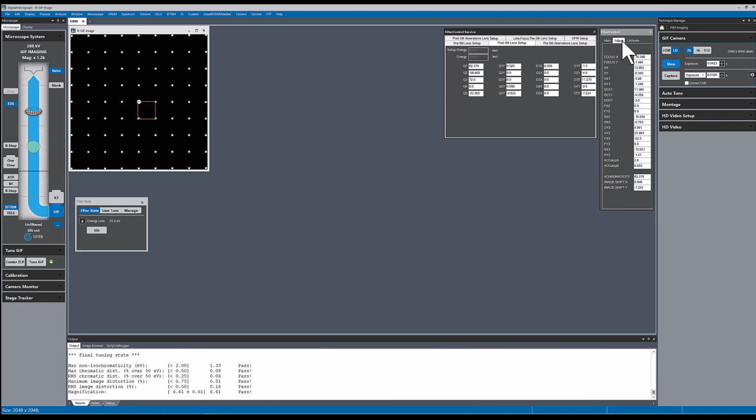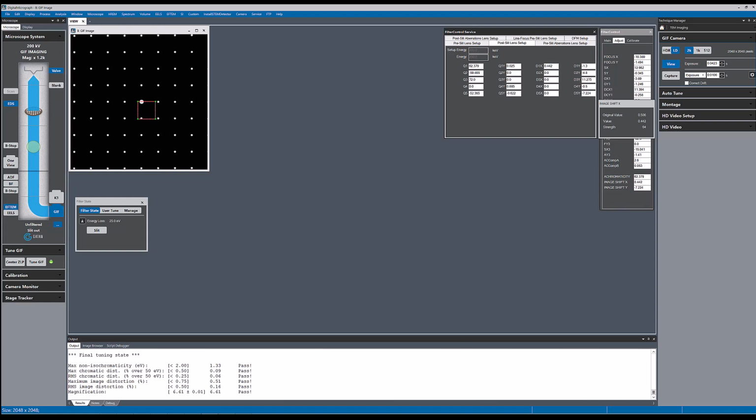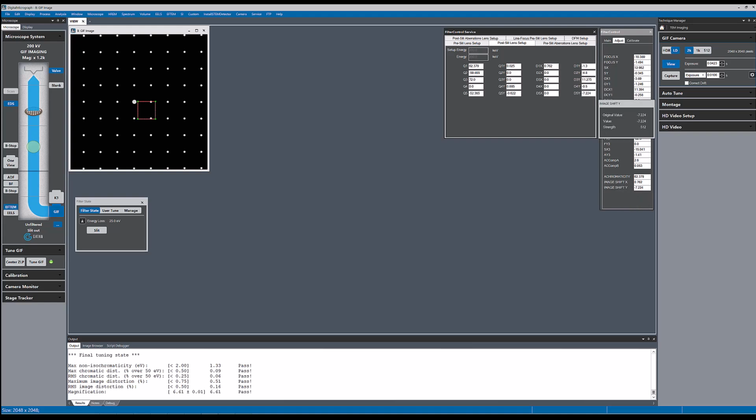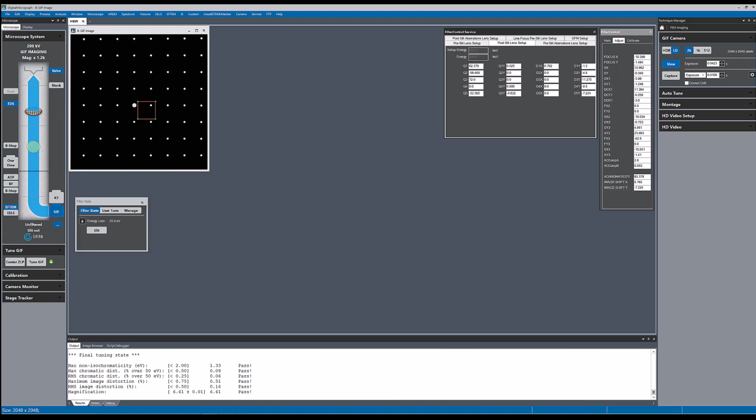The first thing that we need to do is an image shift. The mask should be centered on the camera. We have deflectors where we can shift in X and shift in Y. So I just moved that the wrong way. Okay, so let's put it back.